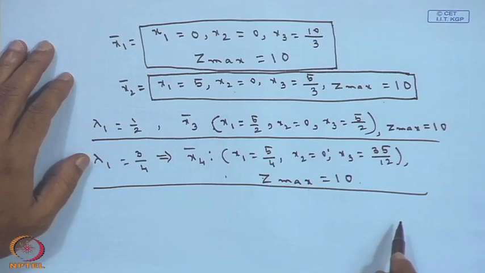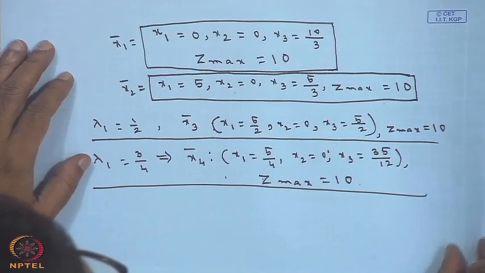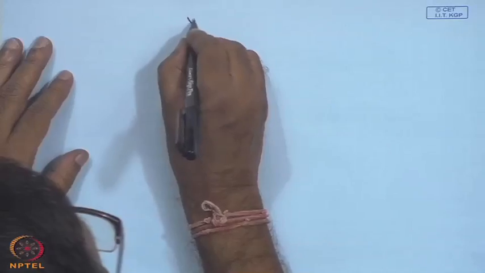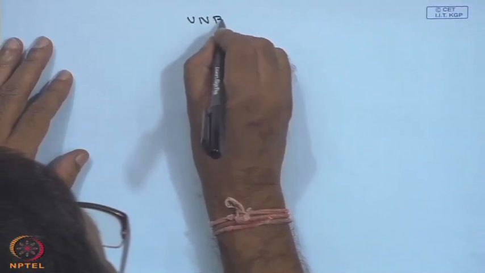So, please note one thing: in the optimum table, whenever z j minus c j is greater than or equal to 0, and if z j minus c j is not greater than 0 for at least one non-basic variable, we will obtain an infinite number of solutions. So, this is the first case of our special cases. The next one is the unbounded solution.